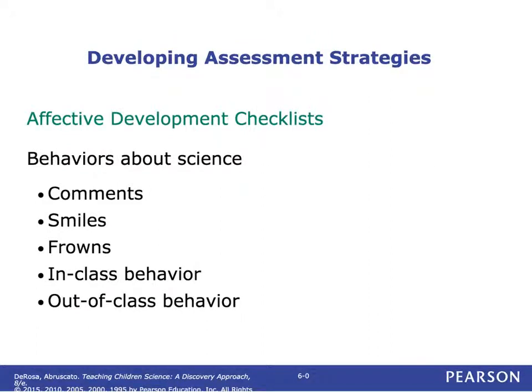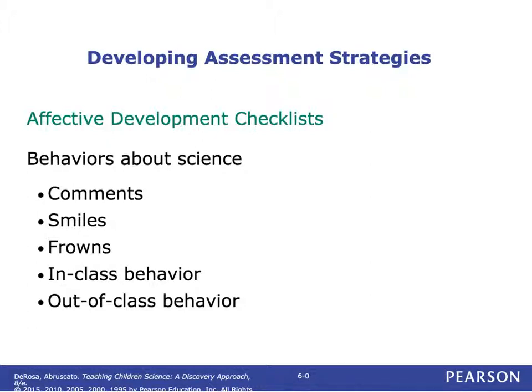Effective development checklists. Okay, so this is another thing that a teacher can do to assess the students' behaviors and attitudes about science. You can do worksheets that are checklists that describe the comments that they make, whether or not they smile or frowned when you did a certain demonstration. What is their body language telling you about what they think about what's going on in class? How are they behaving in class versus the way they behave out of class?